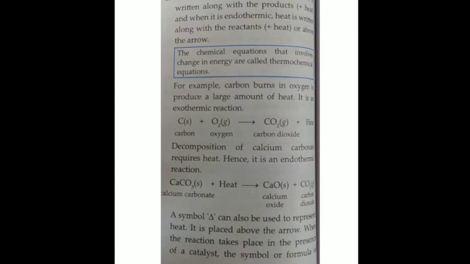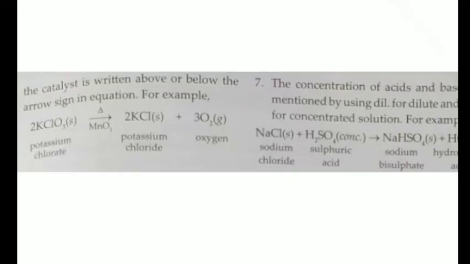Next is when the reaction is exothermic. Exothermic reactions are those in which heat is evolved, and endothermic are those in which heat is absorbed. So in exothermic, where heat is evolved, we put plus heat. You can see this. Then the symbol or formula of the catalyst is written above or below the arrow sign in the equation. For example, in this reaction, the KClO3 gives you 2KCl and 3O2.